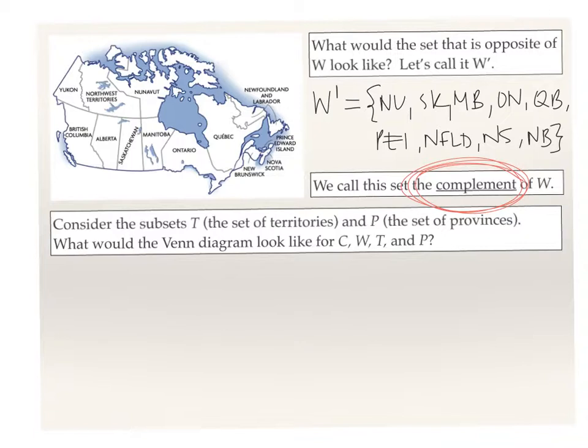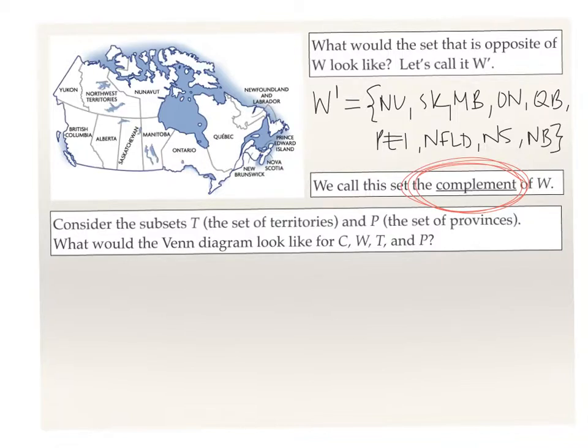So if I was talking about the set of the school again, and we were talking about our subset, like our class, the complement to our class would be all the other classes. Like it would be everyone in the school who isn't in this room. So that's complement. Now they want us to draw a diagram. They tell us there's subsets T, the territories, P, the provinces. Remember, we have W, which is Western territories and provinces, and C, which is Canada.